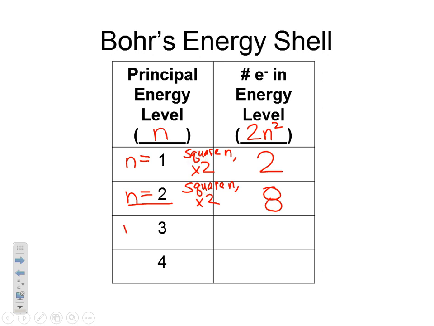For n equal to 3, if we square it, 3 times 3 is 9, times 2 is 18. We can fit 18 electrons in the third shell. And for n equal to 4, 4 times 4 is 16. Multiply that by 2, we get 32. 32 electrons fit in the fourth shell. We can fit more and more electrons per shell as we go out, but it's always going to follow this pattern in terms of the maximum number of electrons per shell.